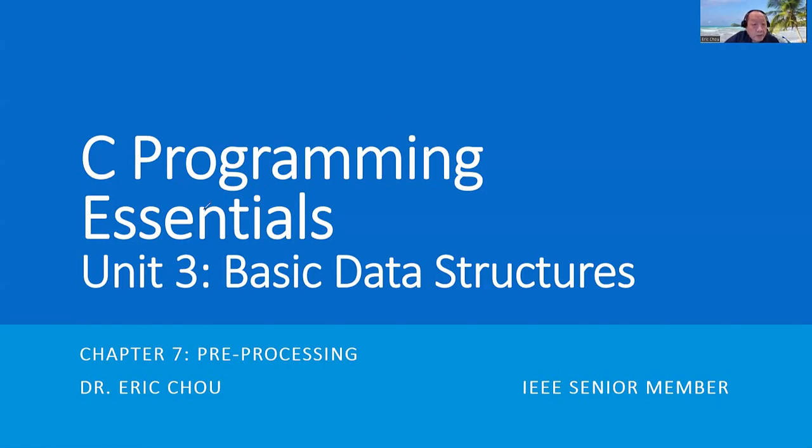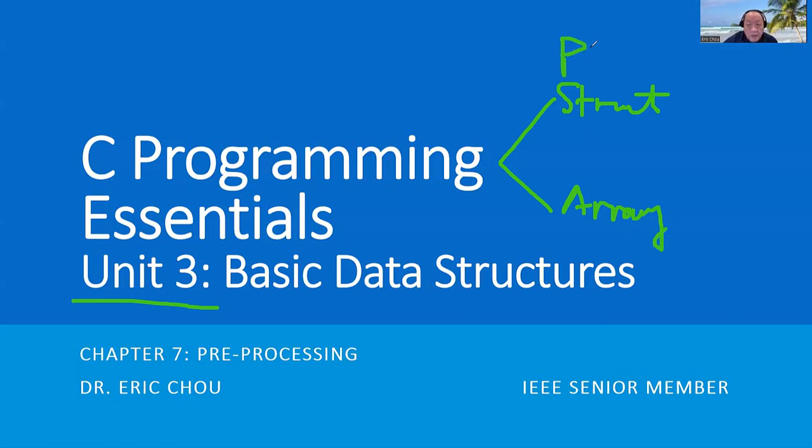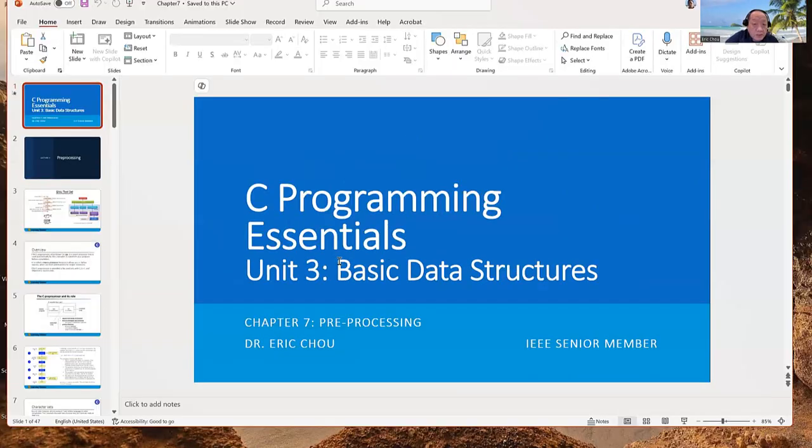Today, we are moving on to the Unit 3 data structure. Data structure in C language is primarily structure and array, and another one called pointer. These are three things that you need to know in C language. When we move on to C++, all these are still the same. So in C language, you're not only learning C, but also C++, and that's very important.